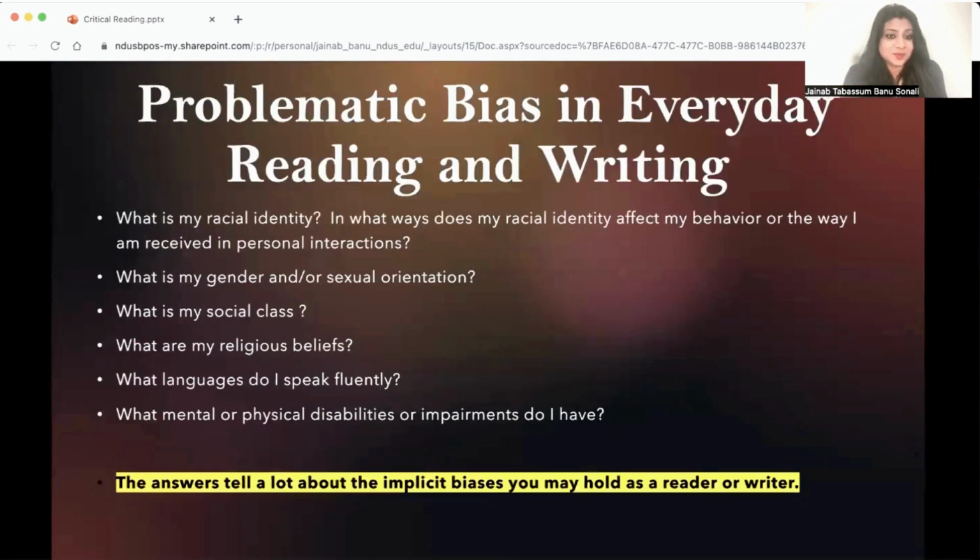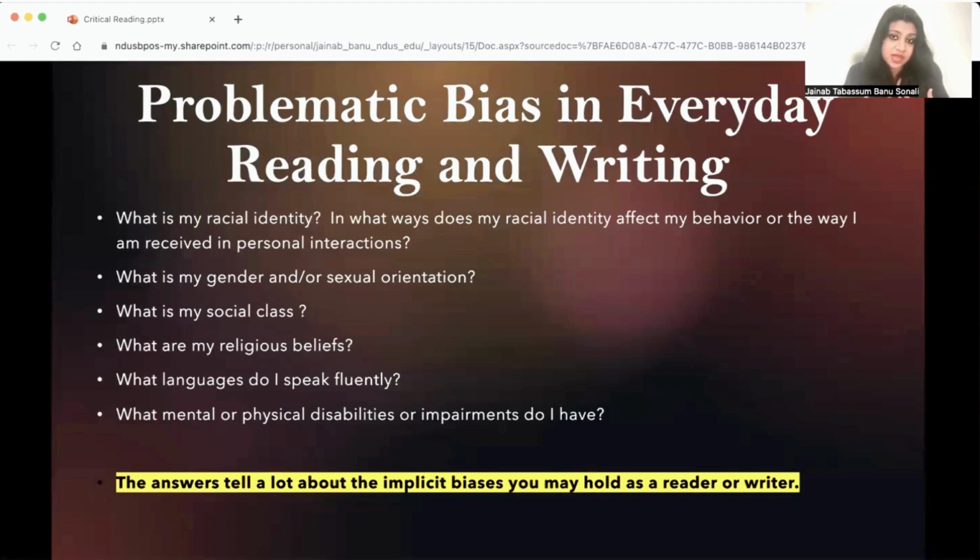Now, this is my next point. We might have some sort of problematic bias in everyday reading and writing. So these are the questions that you may ask. What is my racial identity? In what ways does my racial identity affect my behavior or the way I am received in personal interaction? So, your racial identity might be a cause of your implicit bias.